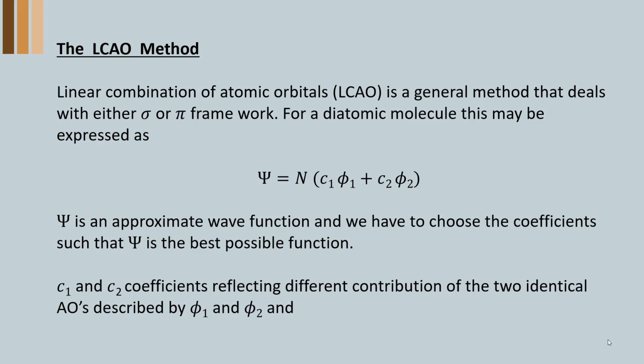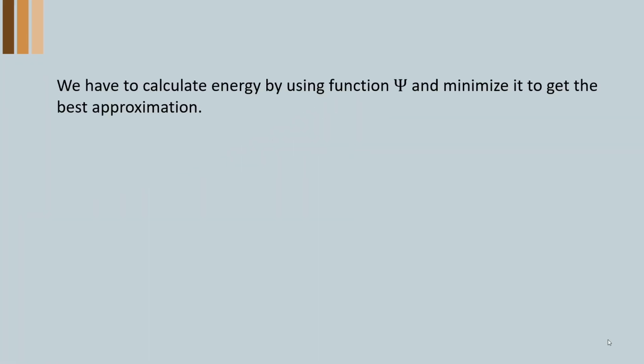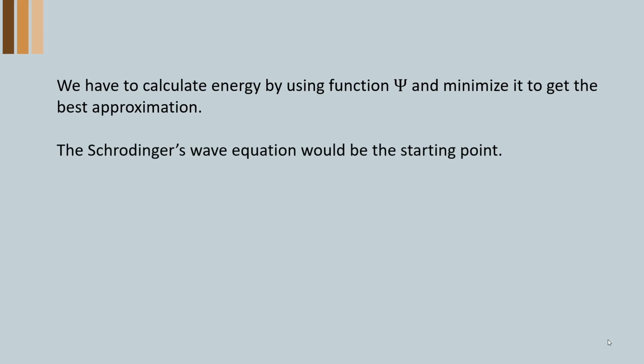So phi1 and phi2 are used for atomic orbitals, and there is of course a normalization constant. Now, to obtain the energy of any system, we must start with the principal Schrodinger wave equation and then minimize it to get the best approximation. The simplest form of the Schrodinger wave equation is H psi equals E psi. You understand that H is the Hamiltonian operator, and psi is the wave function of the molecular orbital.